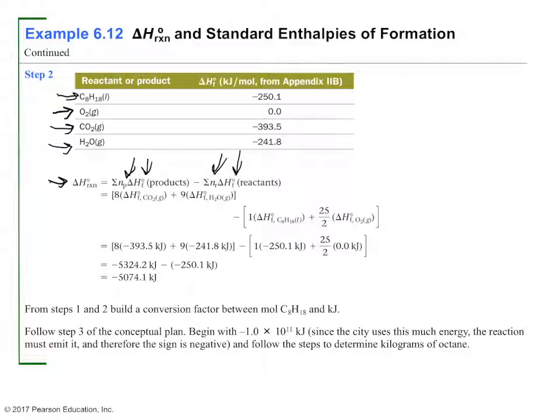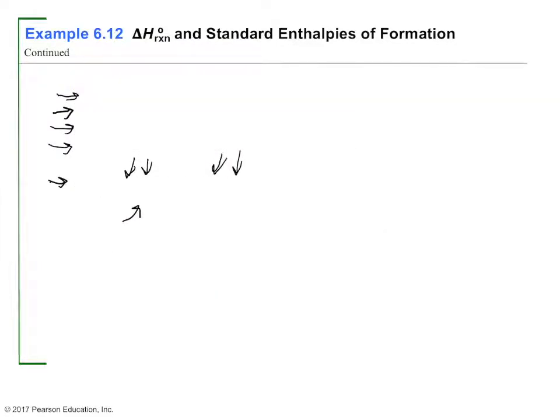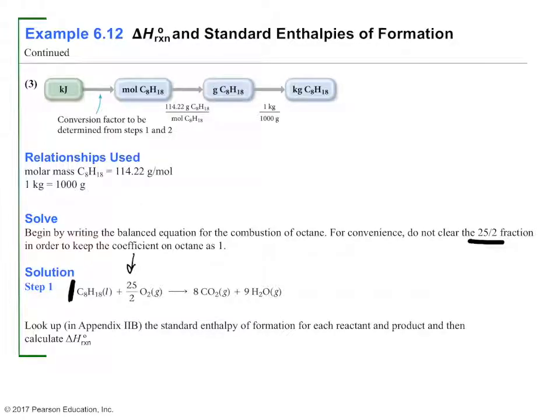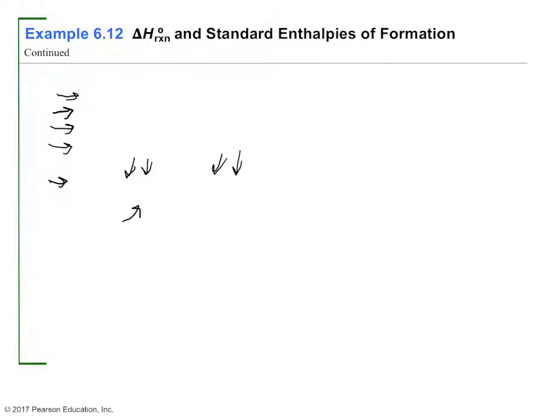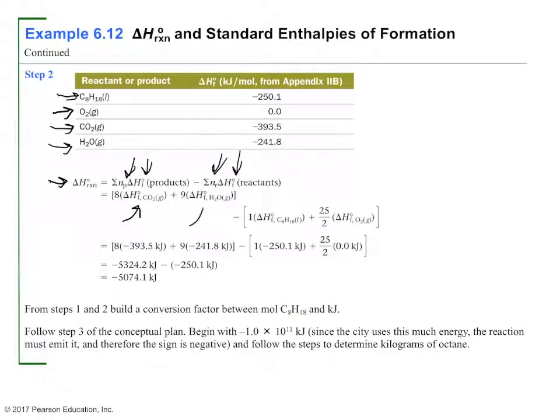So we have 8 times the heat of formation of CO2. Well, why CO2 on that side? It's because we have to flip this reaction. Okay, we have to flip this reaction because we are forming octane, or we're looking at octane. And so CO2 is on that side, water's on this side, and then we have octane and oxygen. So we plug in their heats of formation, and we subtract that out, and we get 5,074.1 kilojoules.